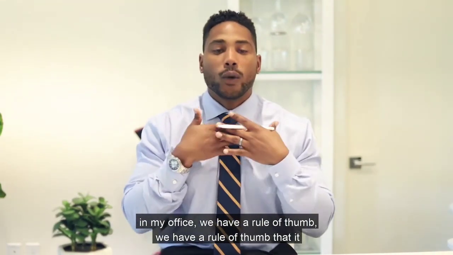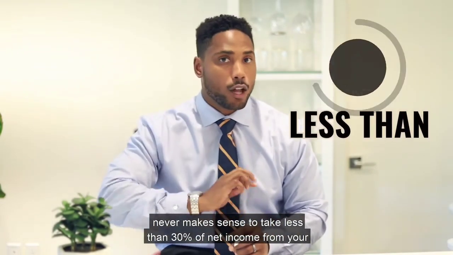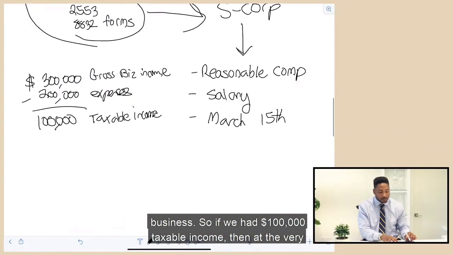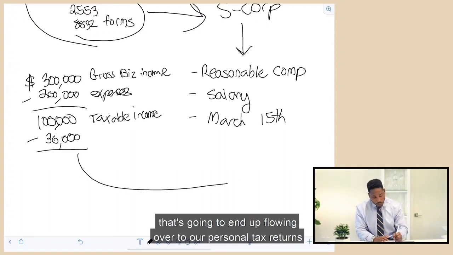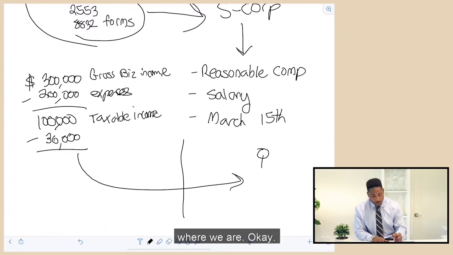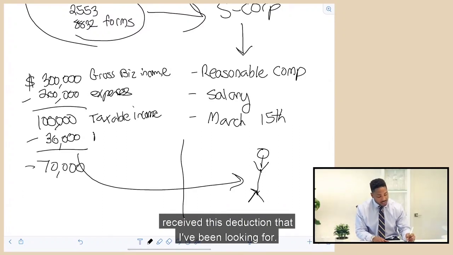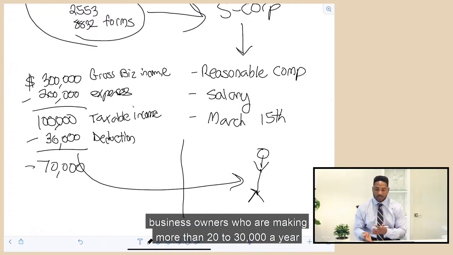In my office, we have a rule of thumb that it never makes sense to take less than 30% of net income from your business. So if we had $100,000 taxable income, then at the very least, we're gonna take a $30,000 payroll deduction that's gonna end up flowing over to our personal tax returns. Okay? However, in the business, I have now finally received this deduction that I've been looking for. And this is where some of the tax savings start really coming in for business owners who are making more than $20,000 to $30,000 a year.